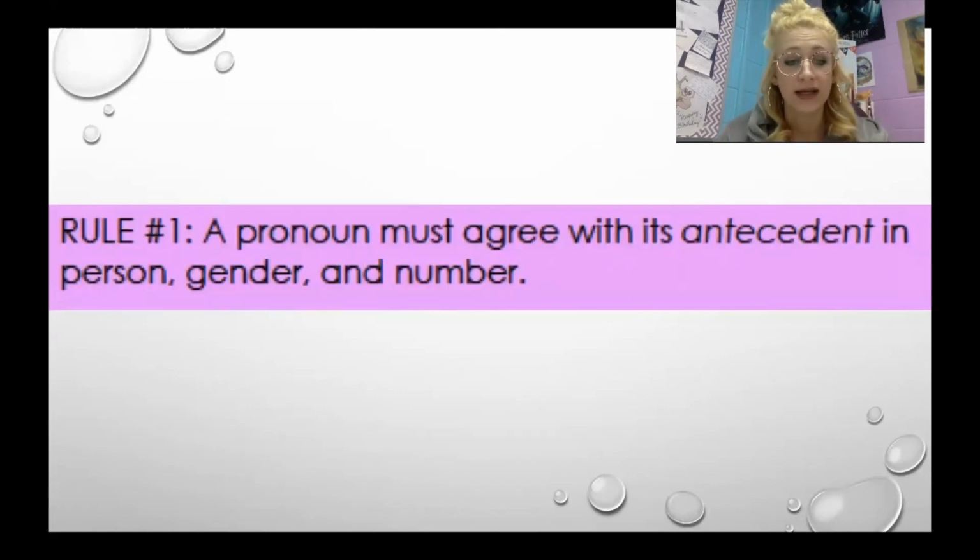Rule number 1 is a pronoun must agree with its antecedent, the noun that's being replaced, in person, gender, and number. And that's what we just talked about. So that's the easiest thing. We start with rule number 1. Is it first, second, third person, feminine, masculine, gender neutral, and is it singular or plural? Those are the 3 things we're considering first off when we're choosing a pronoun.